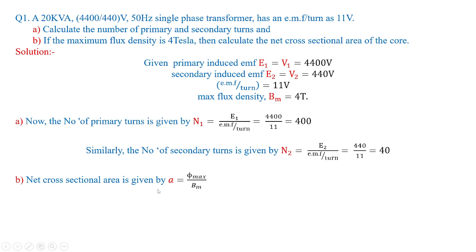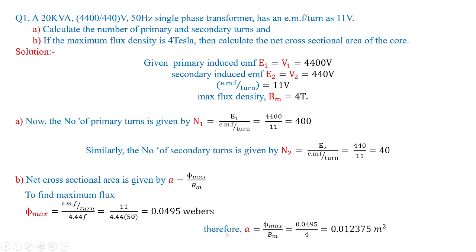Now the net cross sectional area is given by A equal to the maximum flux divided by the maximum flux density. To calculate the maximum flux, we have the formula EMF per turn by 4.44 multiplied with F. With this we get the maximum flux, which is 0.0495 Webers, and the area of the cross section, obtained from the maximum flux divided by its density, is 0.012 meter square. You can change it to centimeters also.